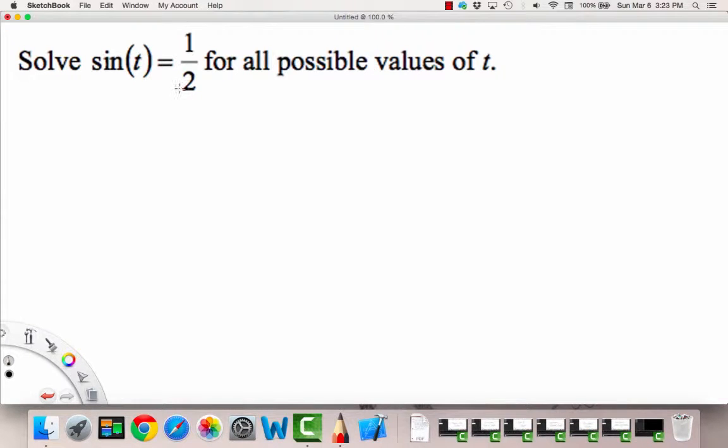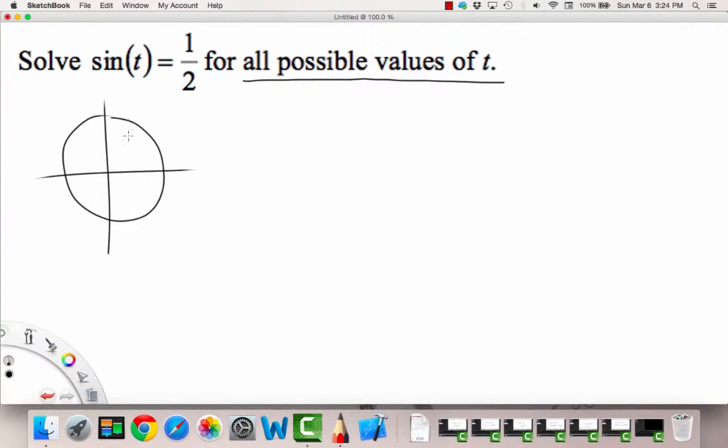Sine of t is equal to 1/2 for all possible values of t. The important thing to note is that we see all possible values of t. So what t gives us a sine output of 1/2? Sine is like our y value on the unit circle, so 1/2 would be around here. Our angle could be pi over 6, or our angle could be 5 pi over 6. Those are two solutions.